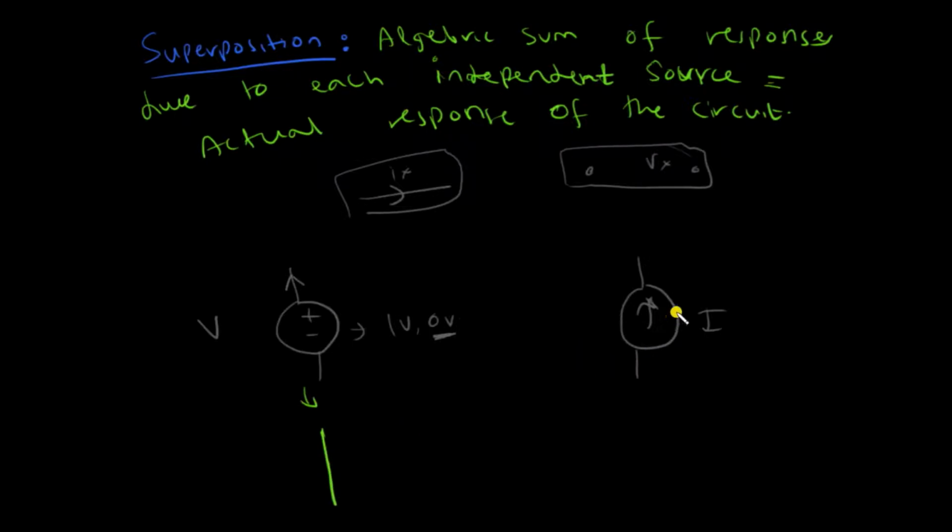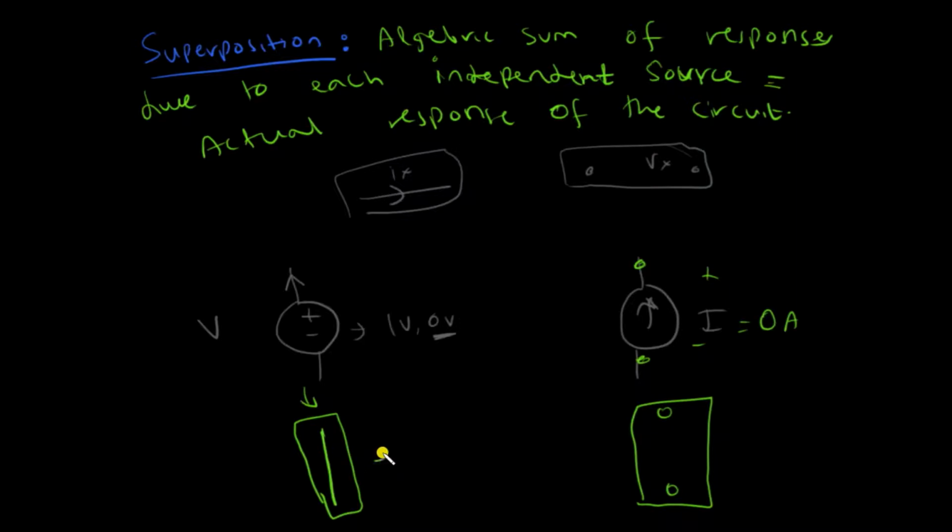In the case of the current source, it's the total opposite, because the current source can have a value of 0 amps and still have a voltage difference across it. So whenever you replace a current source, you would always do it with an open circuit. This is something you need to remember: whenever you are replacing a voltage source, do it with a short circuit, and whenever you are replacing a current source, do it with an open circuit. So now let's move on to our example.